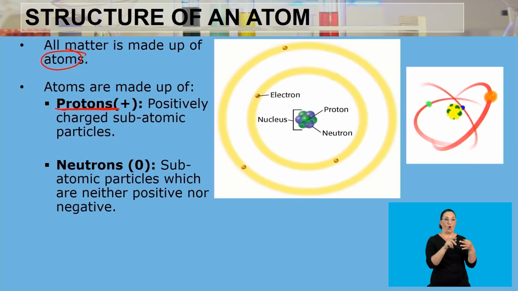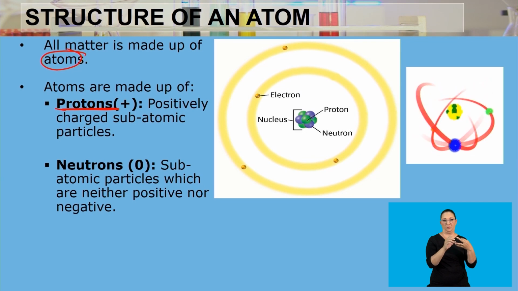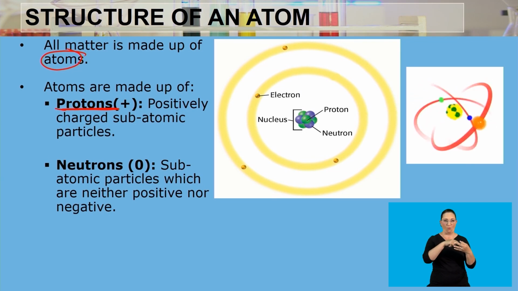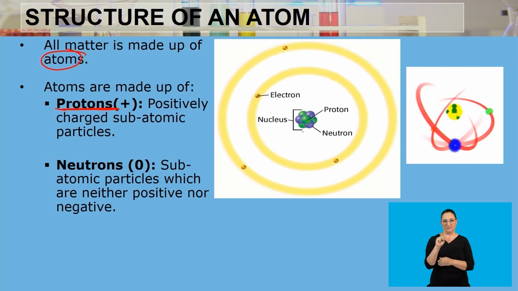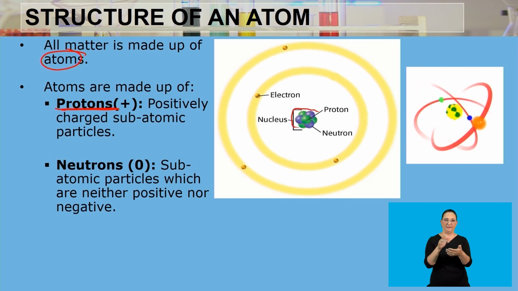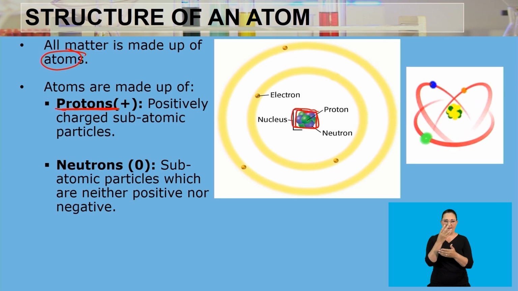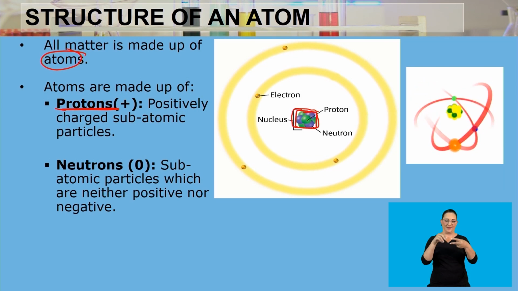So we're saying that the protons are positively charged, whereas the neutrons do not have a charge, and they are neither negative or positive. They are together with the protons found in the nucleus of an atom. So as we can see on this picture here, at the center of any atom we have the nucleus. And in a nucleus, you find both the protons and the neutrons.